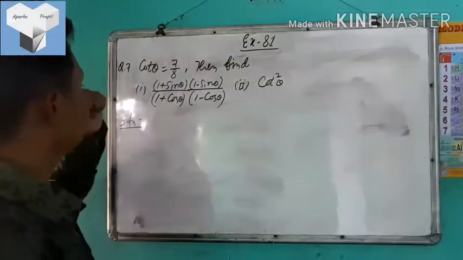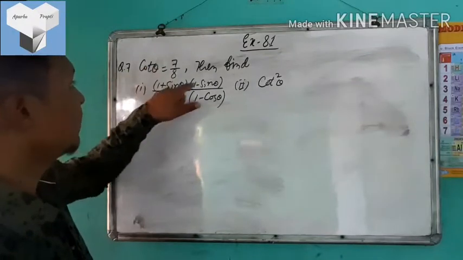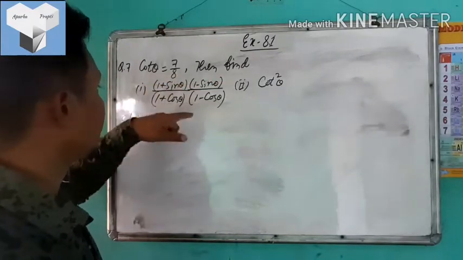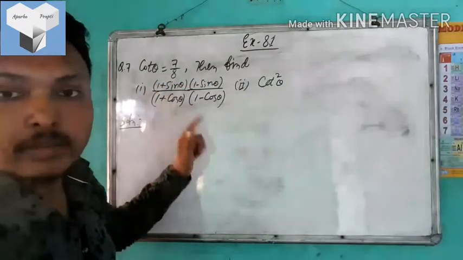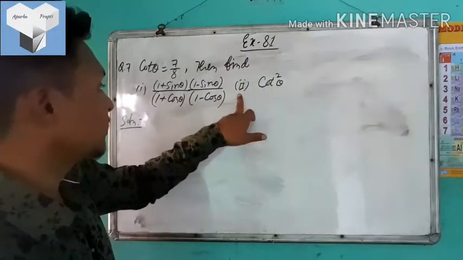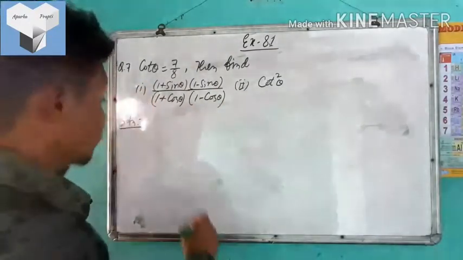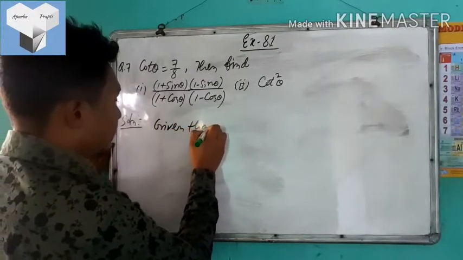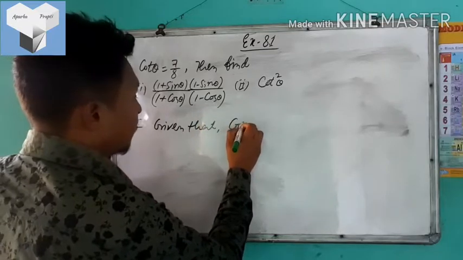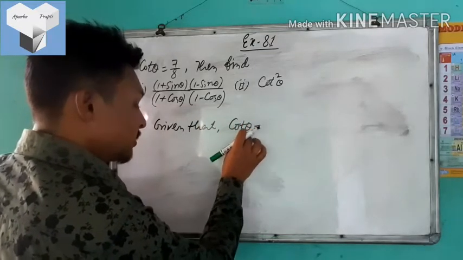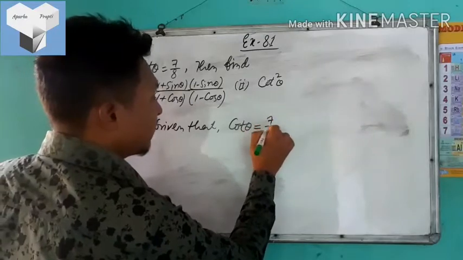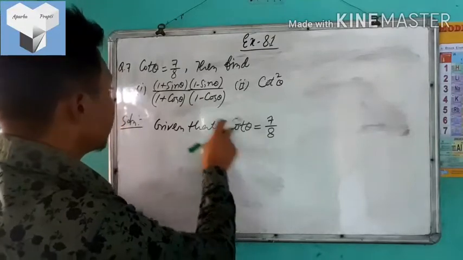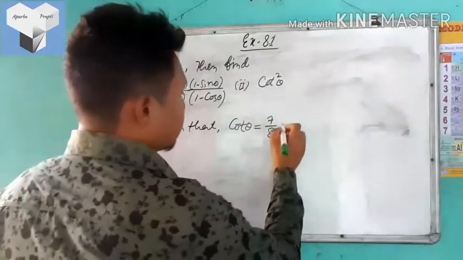So here is question number 7. It says that if cot theta is equal to 7 by 8, then find number 1, (1 plus sin theta) into (1 minus sin theta) divided by (1 plus cos theta) into (1 minus cos theta), and number 2, cot square theta. I shall do the first one for you. Yes. So what are you given? That cot theta, the cot ratio of the angle theta, is how much? 7 by 8. Using this value we need to find the value of this expression.